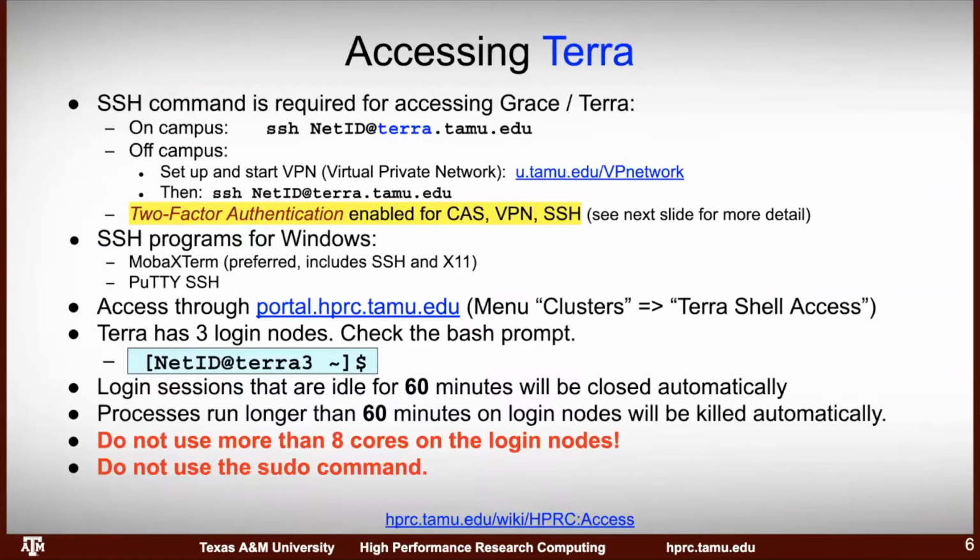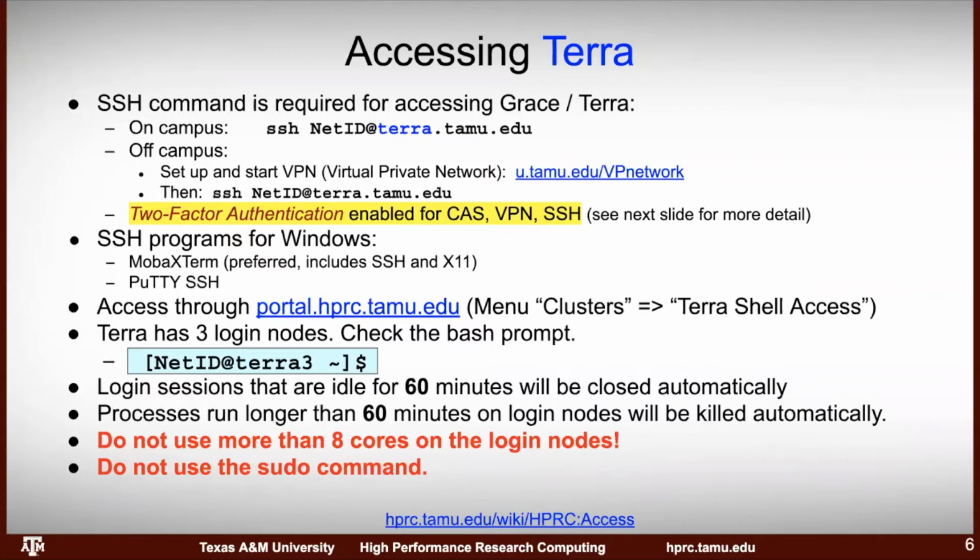So accessing Terra. Like I said, the SSH command is required for accessing Grace or Terra. If you're on campus and into your terminal, you're going to type SSH netid at terra.tamu.edu. If you're off campus, first start up the VPN. You could follow that link right there, u.tamu.edu/VPN, to figure out the VPN. I'm sure everyone's done that by now. And then you SSH in. The clusters do have 2FA enabled through Duo, everybody's favorite. So every time you make an SSH connection, you have to authenticate with Duo.